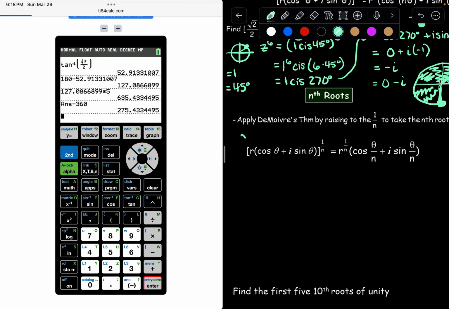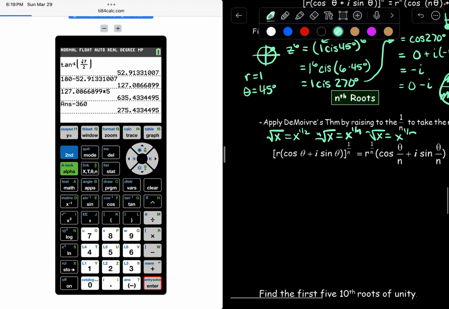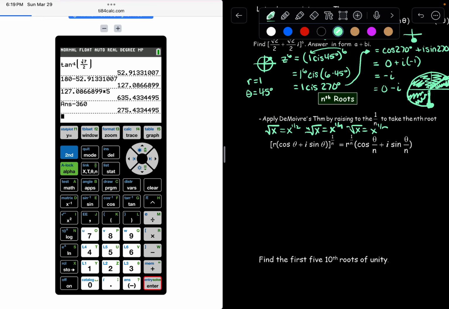Something else to remember is that when we have the square root of x, that's equal to x to the power of 1/2. If you have the 4th root of x, that's equal to x raised to the 1/4. Therefore, if we take the nth root of x, this is equal to x raised to the 1 over n, okay? So now what happens when we're raising it to a root instead of to a certain power? We end up slicing that complex number into even slices.